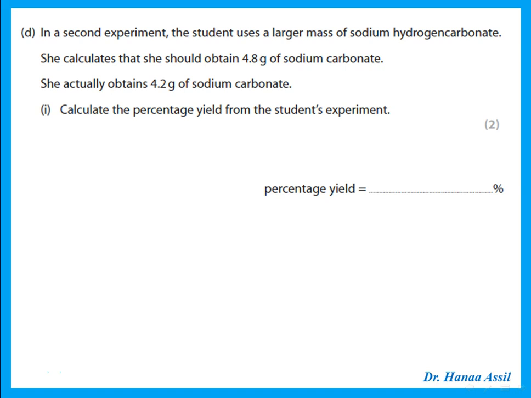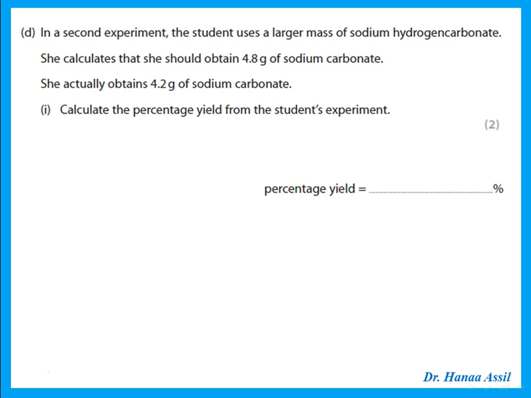In a second experiment, the student uses a larger mass of sodium hydrogen carbonate. She calculates that she should obtain 4.8 grams. So when she did the calculation, as we just did, she found that she was supposed to get 4.8 grams. Now, she actually obtains 4.2. So what is the percent yield? How do we calculate percentage yield?